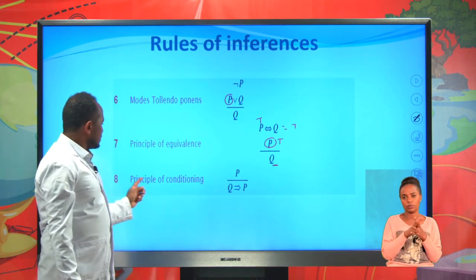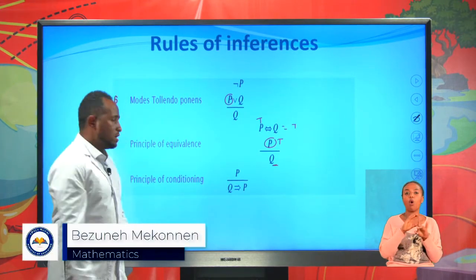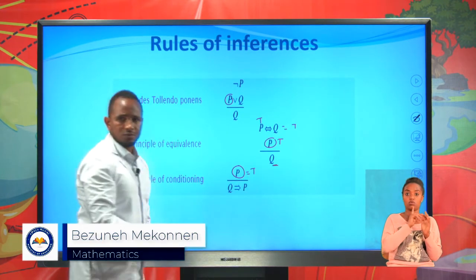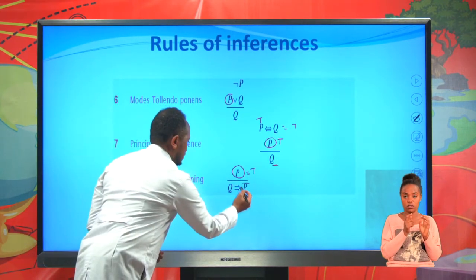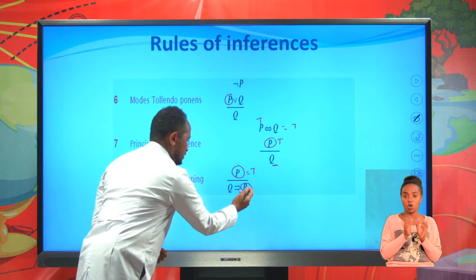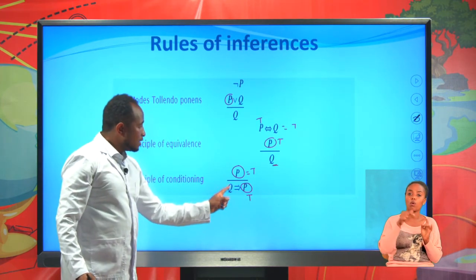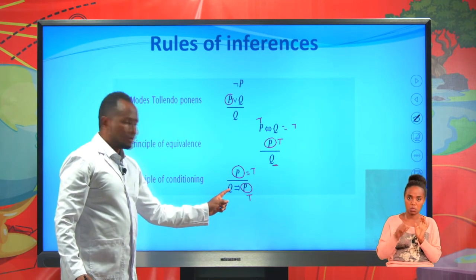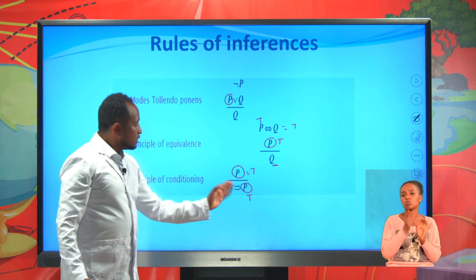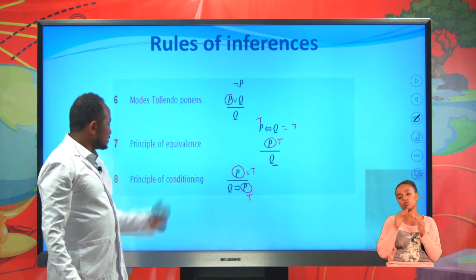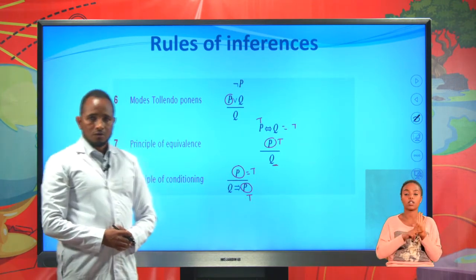Here, the principle of conditioning. P is true. At the conclusion, P is true. So Q implies P is true, whatever the value of Q is. If it is true, true implies true gives you true. If it's false, false implies true also gives you true. So this is also valid. We call this the principle of conditioning.